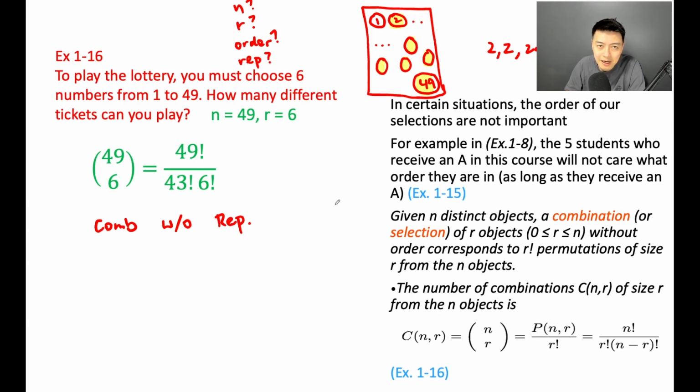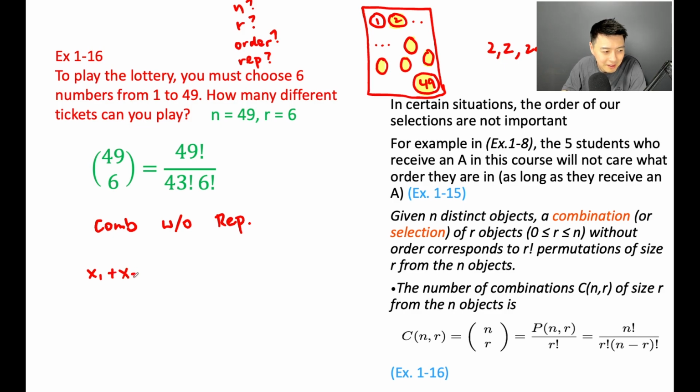Okay, so now just try to convince yourself that in fact the n is the same. I still have 49 numbers, and the r, the boxes, is still the same. With the exception that now it's a combination with repetition, which is going to be n plus r minus 1, choose r. But where does that equation come from? So let's take a look at this problem.